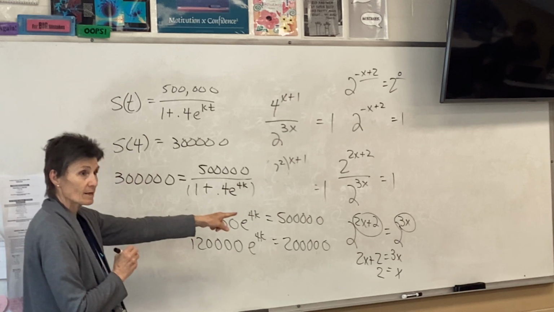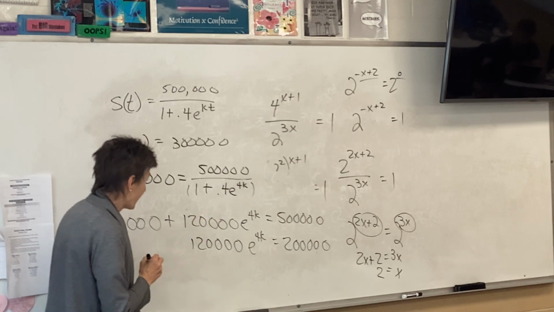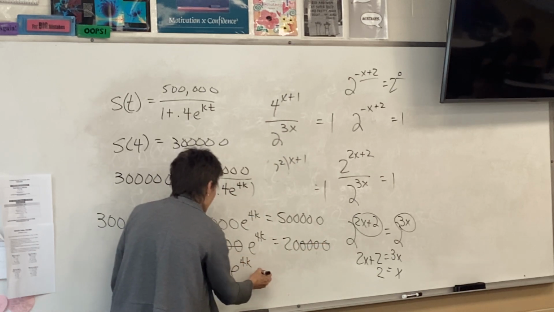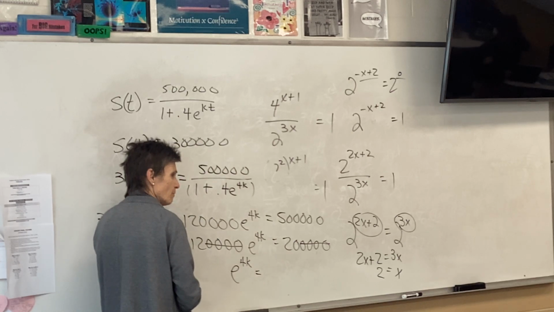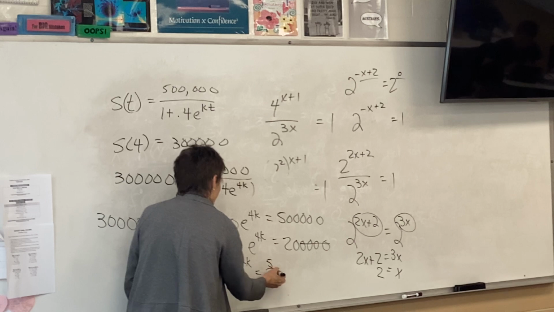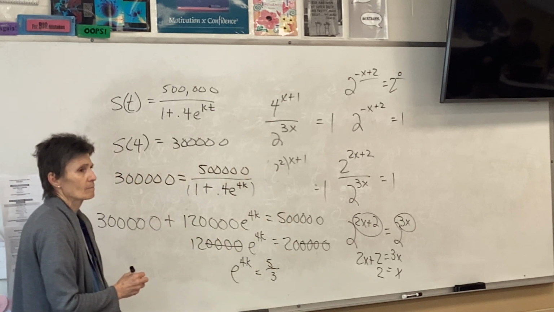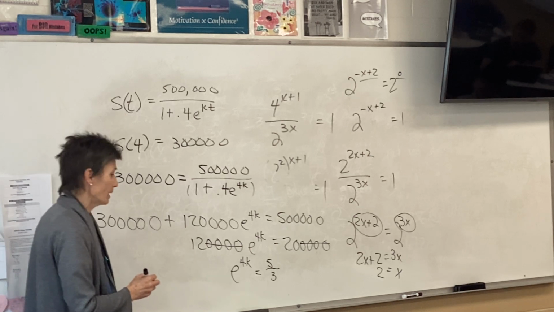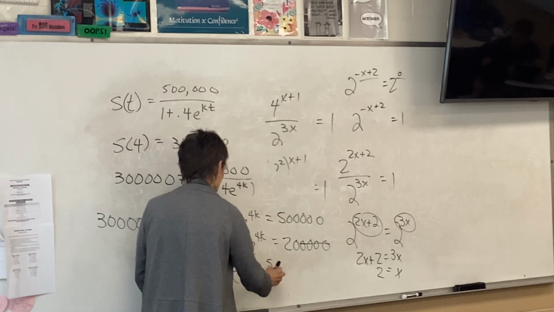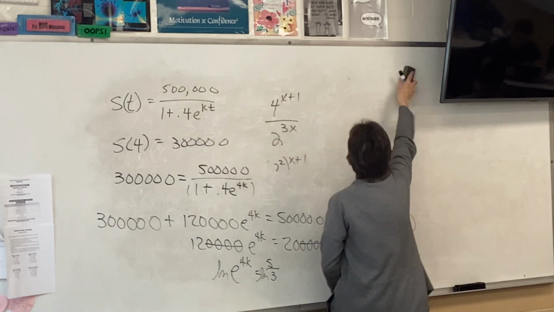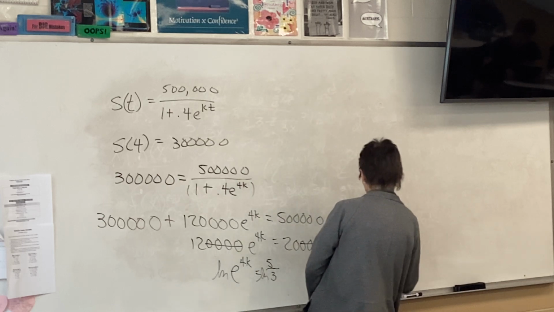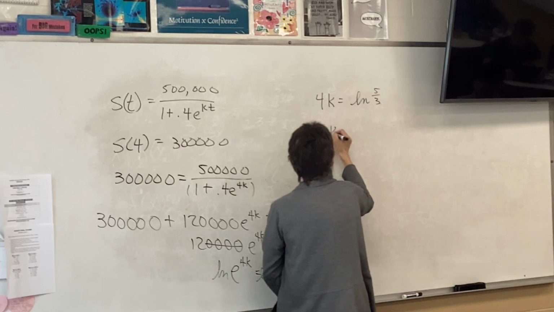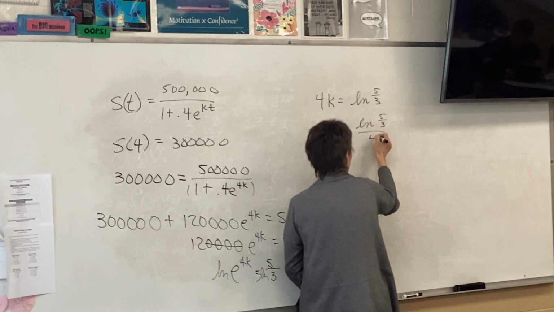Moving this guy over to the other side. Now I'll divide, so there go 4 zeros. So e to the 4k equals 20 over 12, which is 5/3. Everybody still with me? Now what am I gonna do? ln. So if I ln both sides, then 4k equals ln 5/3, and k equals ln 5/3 over 4.